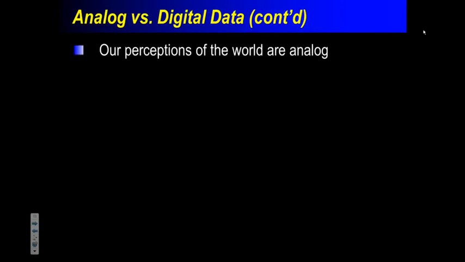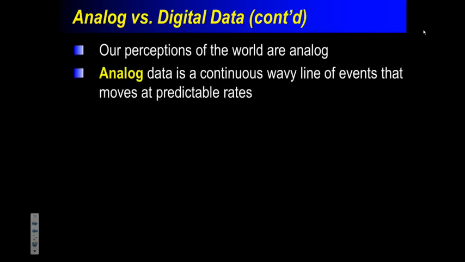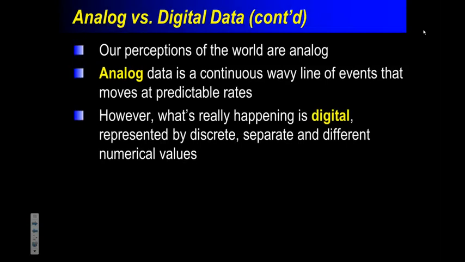Our perception of the world is analog, okay? Analog data is a wavy line. When you're hearing my voice right now, you're hearing a variation in tone, up and down, going through pauses and stuff like that, and you're interpreting that data and turning it into meaningful words in your mind, okay? But in the computer world, it's not like that. It's either on or off. It's either 1 or 0. It's a digital world, okay?